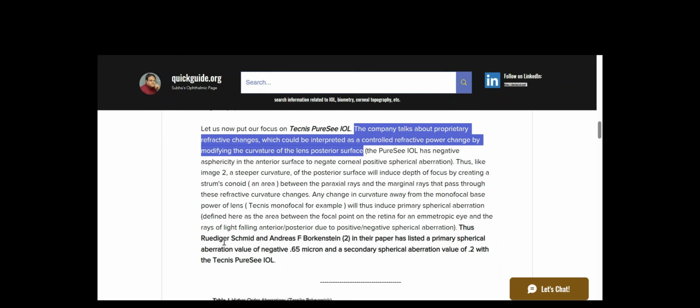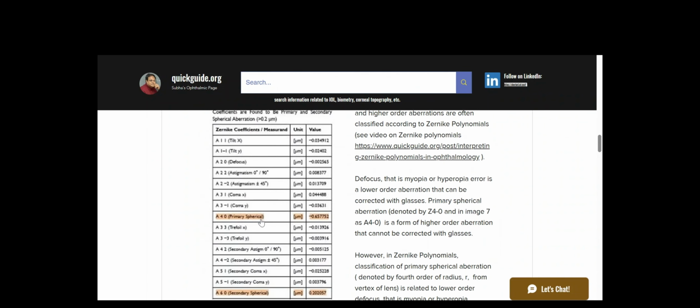Now this is something very interesting, and I wanted to bring this point up. Smith and Borenstein, in their paper, found that the spherical aberration with this lens is negative. The spherical aberration with the Tecnis PureSee IOL, when they did the aberrometry, is a negative spherical aberration. Did they add negative spherical aberration? No. They actually played with the refractive curvature on the posterior part, but by doing so, the negative spherical aberration shows up in the aberrometry.